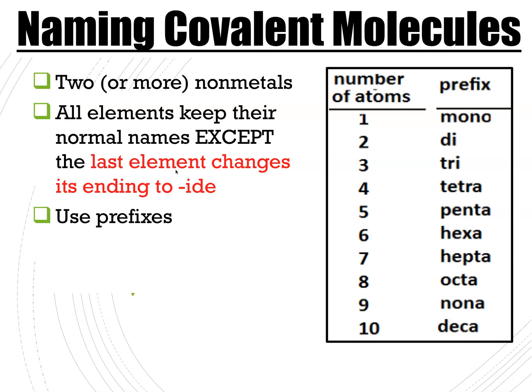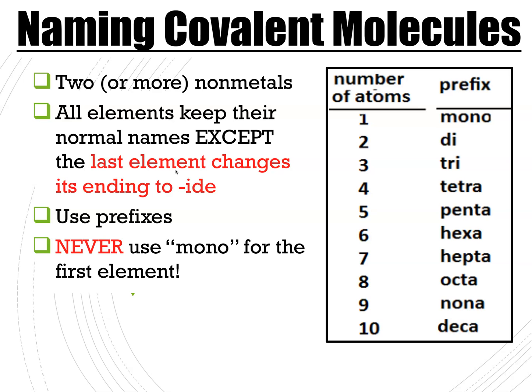We have to use these prefixes, mono, di, tri, and so forth, for both elements, if there is more than one. But we never use mono for the first element. Think back to that stuff that comes out of your car. It's carbon dioxide, but it's also carbon monoxide. So mono is only used for the second, or last, element, but never for the first one.